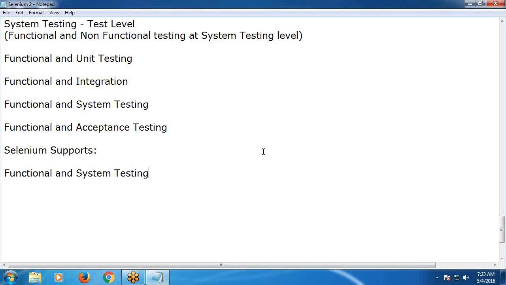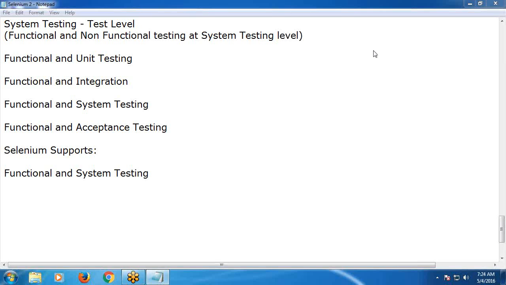Any other combination? Selenium supports functional and unit testing. Is Selenium support functional and unit testing? I would say, yeah, it can be, yes. No. No. You tell me, Madhavi, is Selenium support functional and unit testing? No. Functional and integration testing? Yes. No.